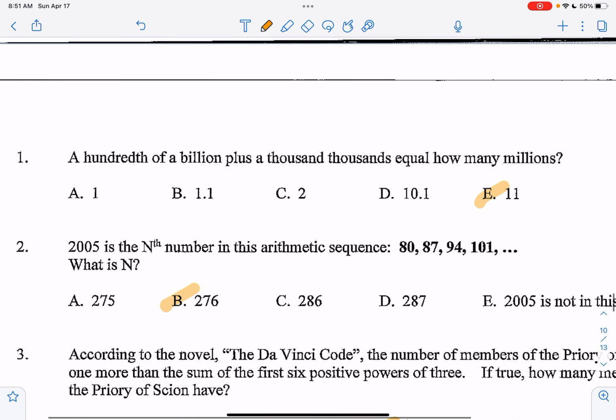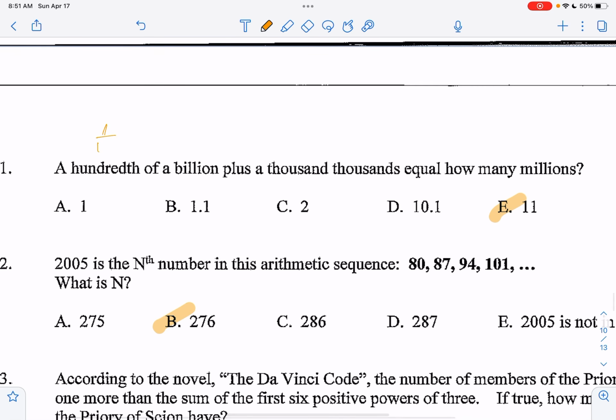All right, next for number 1. A hundredths of a billion plus 1,000 thousandths is equal to how many millions? So 1/100 means 1 over 100. And a billion has 9 zeros.